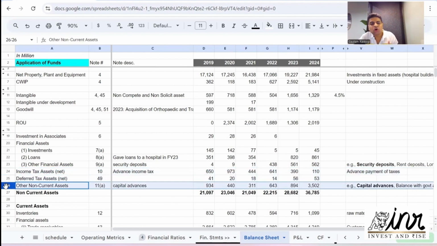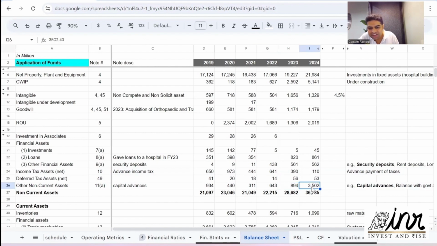Then the next one is other non-current assets. In other non-current assets, typically you have capital advances. You see the capital advances have increased manifold in 2024. That means, because they have these new hospital constructions going on, they are paying building developers or hospital developers. Of course, they have to pay those guys in advance. So that is what this amount is. And again, that's why investors are getting excited.